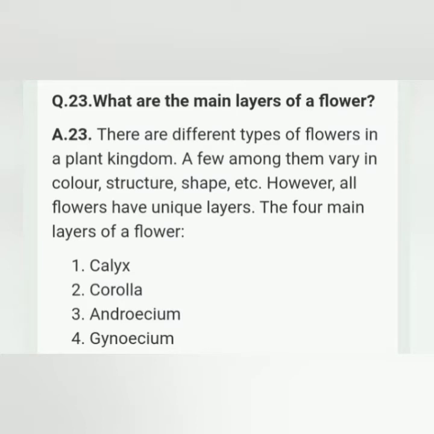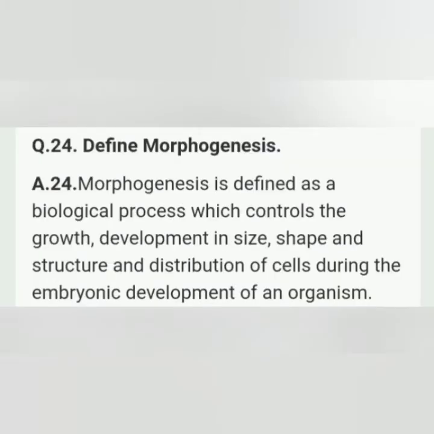Question. What are the main layers of a flower? Answer. There are different types of flowers in the plant kingdom. A few among them vary in color, structure, shape, etc. However, all flowers have unique layers. The 4 main layers of a flower: 1. Calyx. 2. Corolla. 3. Androecium. 4. Gynoecium.